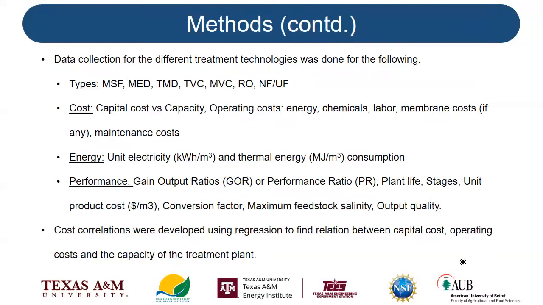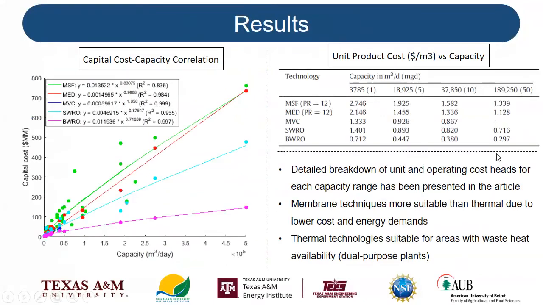Then the second one was cost: capital cost versus capacity, operating costs, energy, chemicals, labor, membrane costs, and maintenance costs. Energy: the unit electricity used and the thermal energy consumption. Performance: the output ratios, the performance ratios of the different stages, the conversion factors, the maximum feedstock salinity, and output quality. The cost correlations were developed using regression to find the relation between capital cost, operating cost, and the capacity of the treatment plant. These are some of the results.